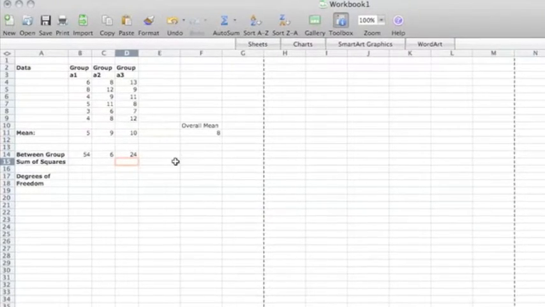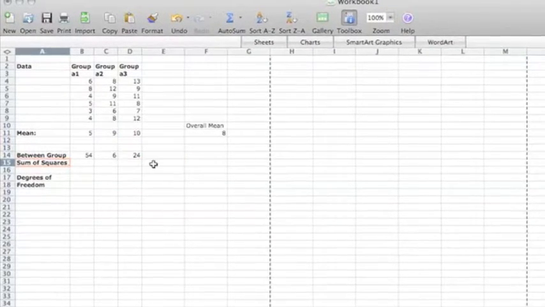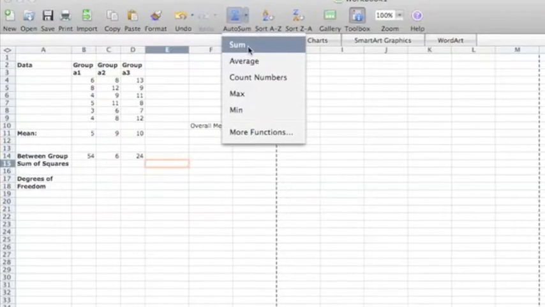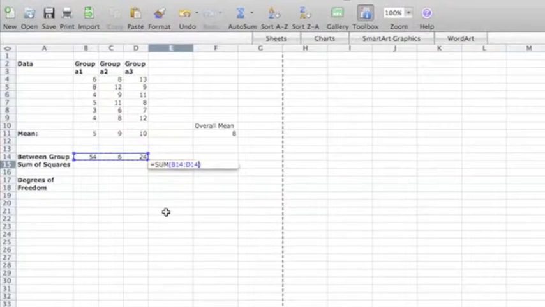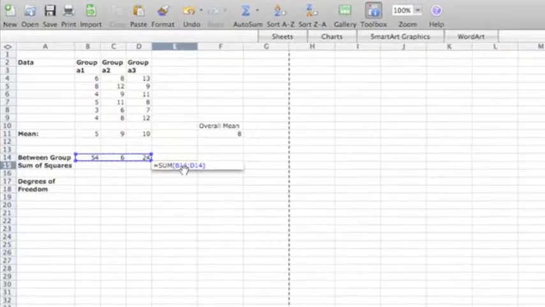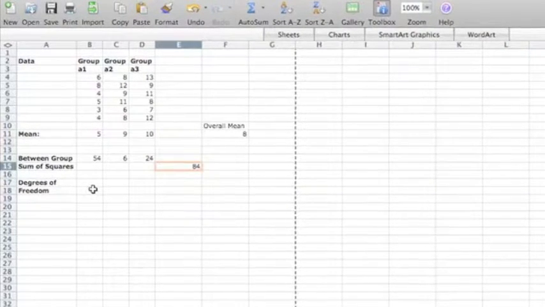And then we add that. That will give me my sum of squares here. I'll do that by using the auto function, the sum. We grab those three data points because it's going to be the sum, parentheses, then the cells that you want to use, and that gives us 84.